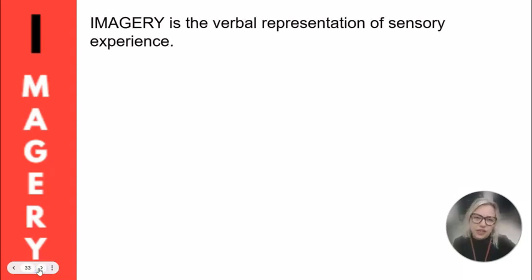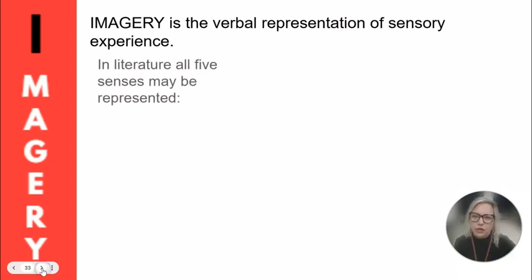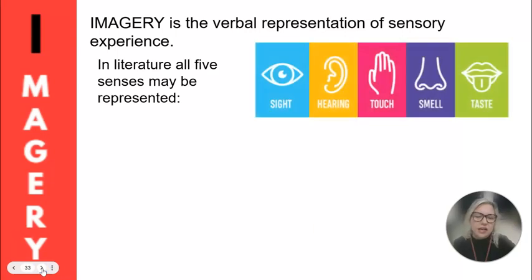Here we go. What is imagery, you ask? It's the verbal representation of sensory experience, a nice, easy way to define it. So it's any detail in a poem that makes one of your 5 senses aroused, that evokes one or more of your 5 senses. It's when you can see a clear picture, when you can hear a clear sound, feel something specific in your body. And of course, we do have 5 senses: sight, hearing, touch, smell, and taste. And so you want to try to look for all of those as you are reading literature.